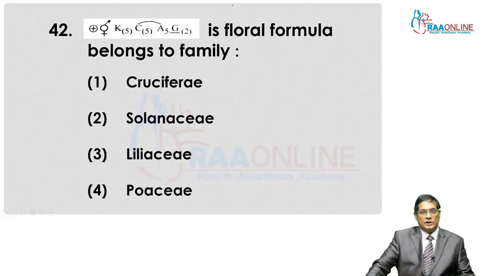See this floral formula. This is the sign of actinomorphic, sign of bisexuality. Here calyx, number of sepals 5 and united. Then see corolla, number of petals 5 united. Androecium number 5, pentamerous condition. This formula indicates pentamerous condition.